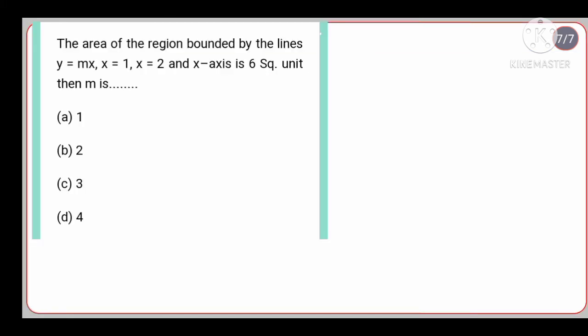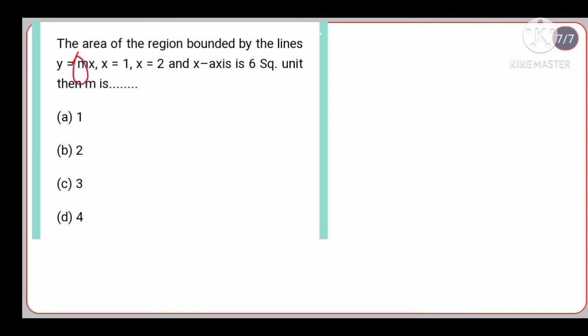See now, next question. Question number 18. The area of the region bounded by the lines y is equal to mx, this is a straight line equation, x is equal to 1, x is equal to 2, and the x axis is 6 square units. Then we have to find the value of m. M is nothing but the slope of the line.